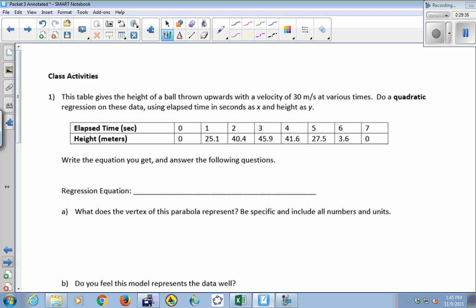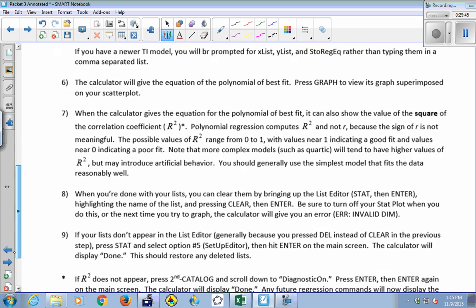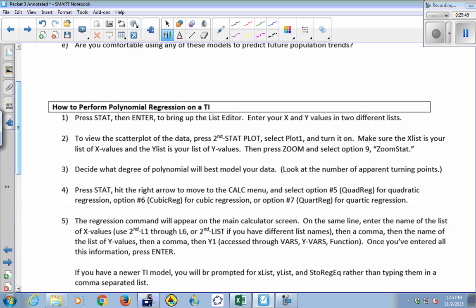All right, so I have some data for you guys to do and use your graphing calculator on. Again, if you forget the steps with the buttons, page 19 has step-by-step how to do the regression on your TI.